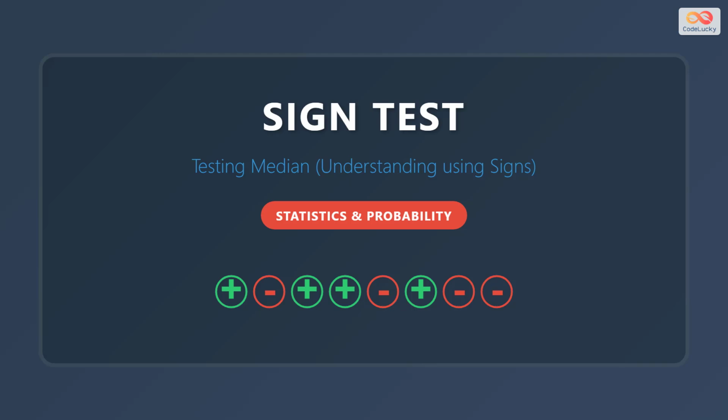Welcome to this tutorial on the sign test. Today, we are going to explore a fundamental non-parametric statistical method used to test hypotheses about the median of a population. This test is simple, intuitive, and extremely useful when standard assumptions fail.